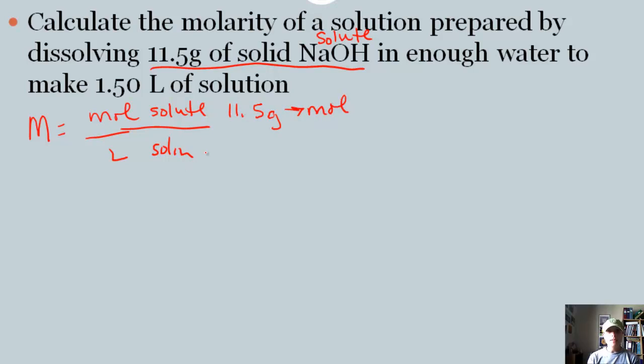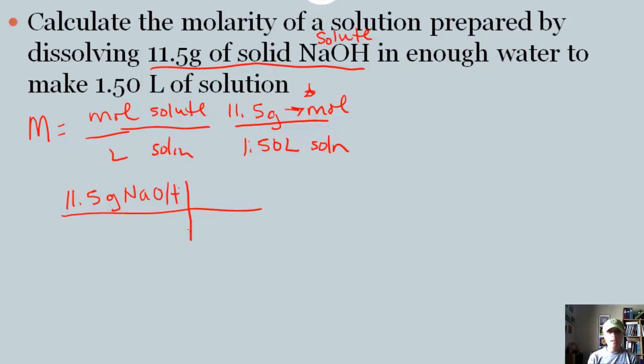For the bottom part, I need liters of solution. Well, I've already got 1.5 liters of solution, so I don't have to do anything for the bottom. That's already set. So this is the only calculation step I need to do. So 11.5 grams of NaOH. In order to go from grams to moles, we need molar mass. I've already done that, and it is approximately 39.998 grams per 1 mole. And if I calculate that, I've already done that for you, it's 0.2875.